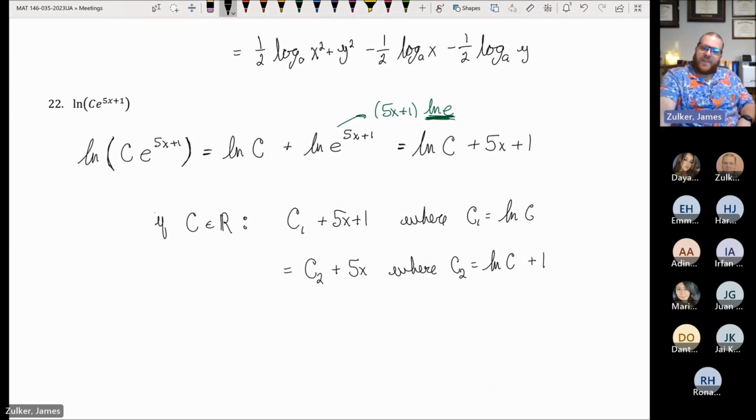Right, so this kind of manipulation can also be useful in calculus. But it is not required, right? I would be happy with this.